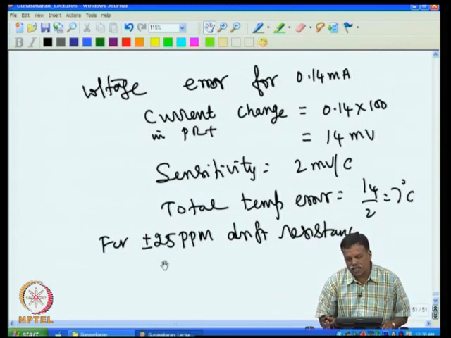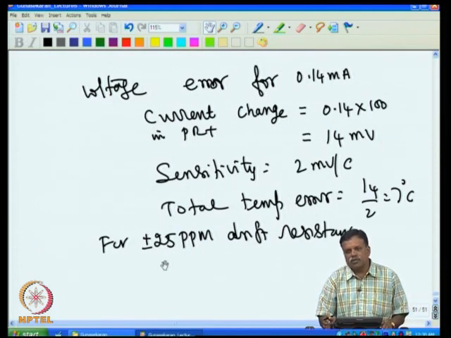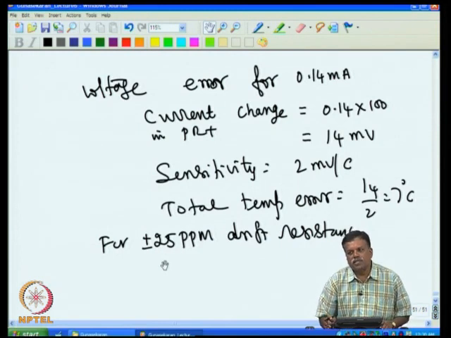Why I had shown this calculation is how important the temperature drift of the resistance is. One has to realize this, because very often we ignore this fact. But if you ignore it, you will end up with very large drift in the parameters. In this case, the temperature measurement is the actual issue. So the error in temperature measurement will go very high.